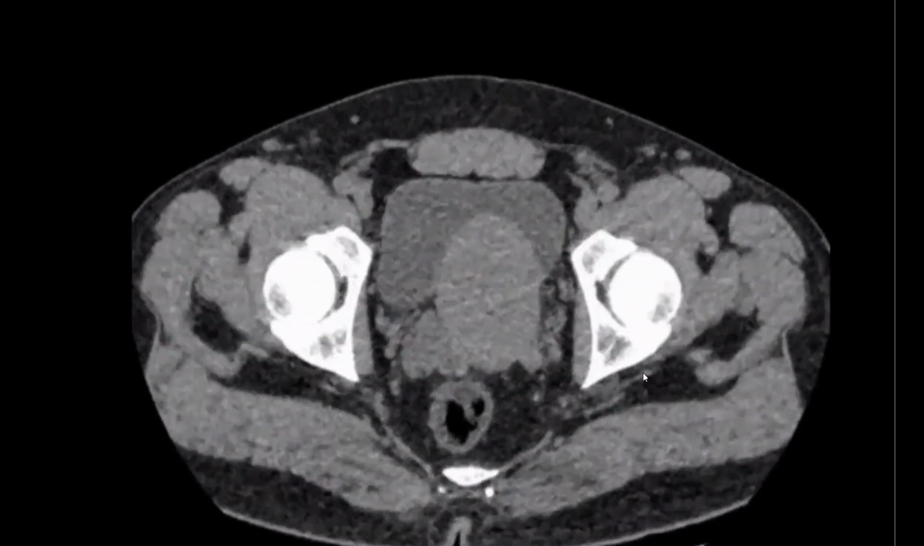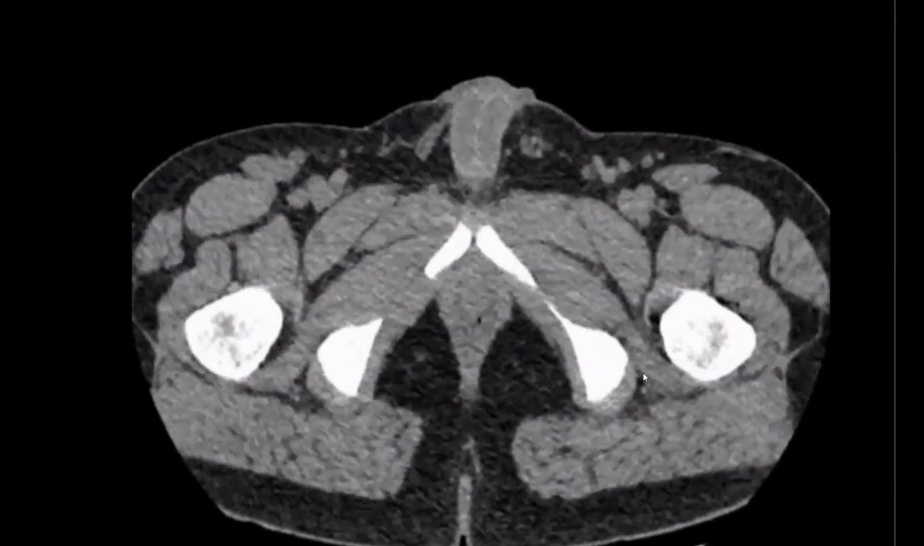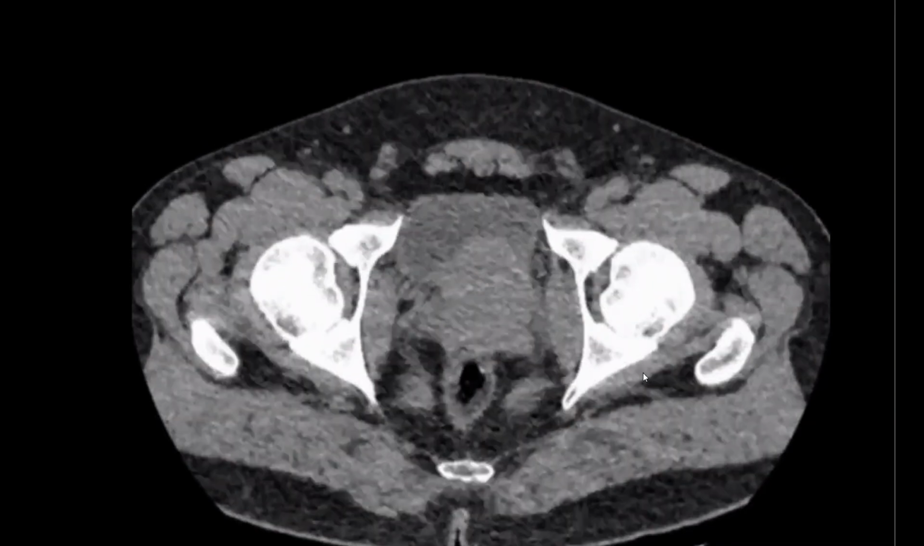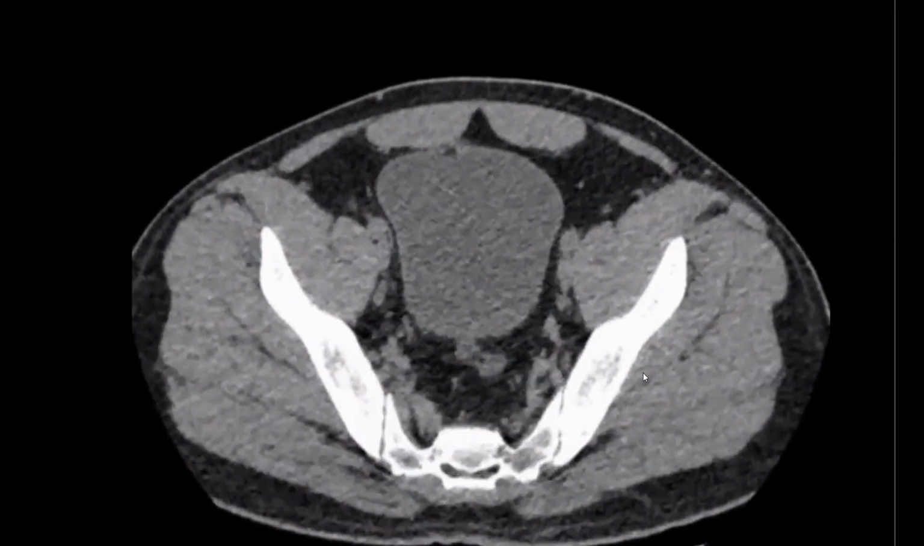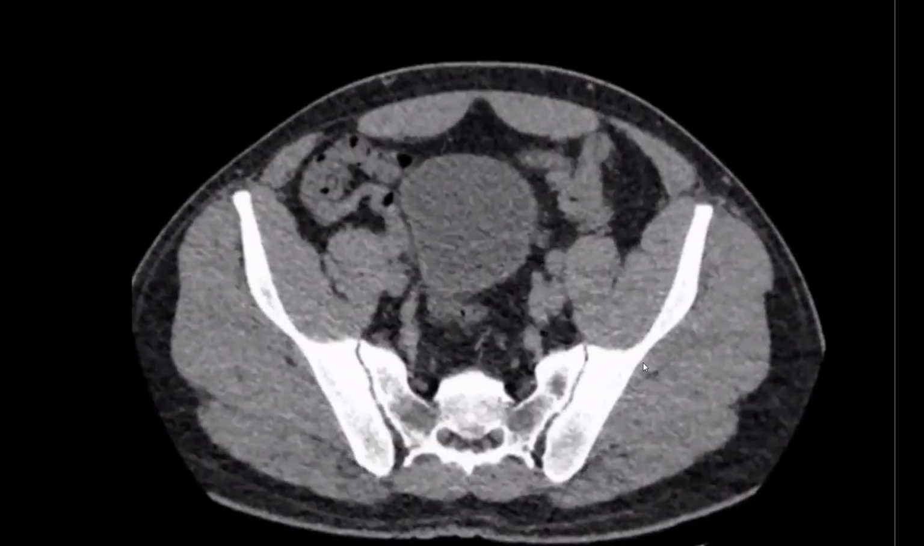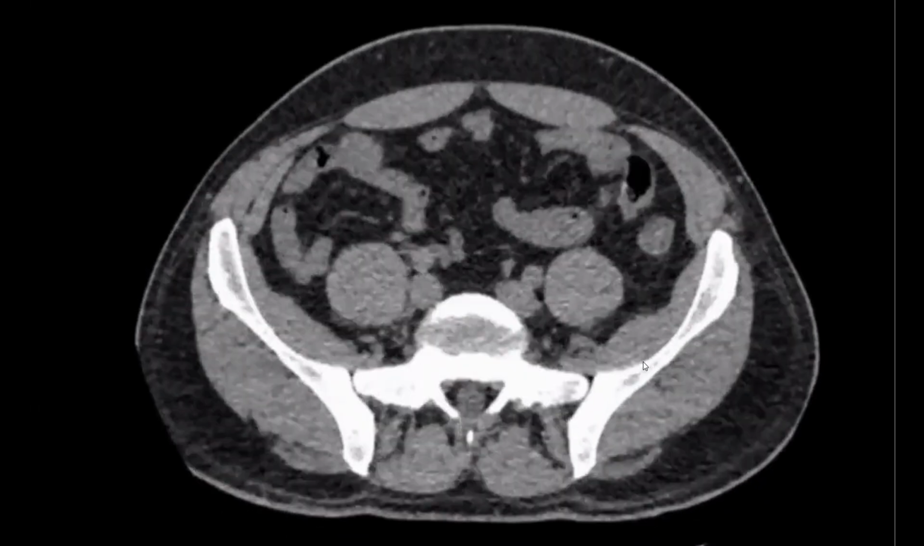Okay. So I'm presented with a CT scan of the abdomen and pelvis, unenhanced study. First, I would like to scroll from top to bottom. Then I will start describing the findings.